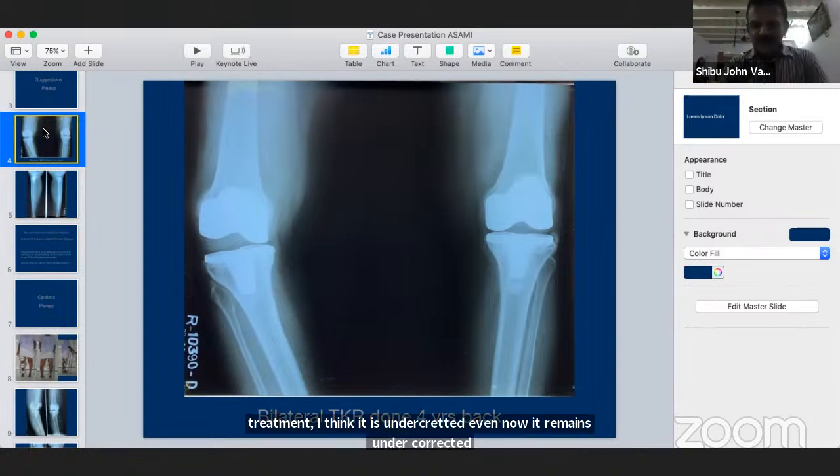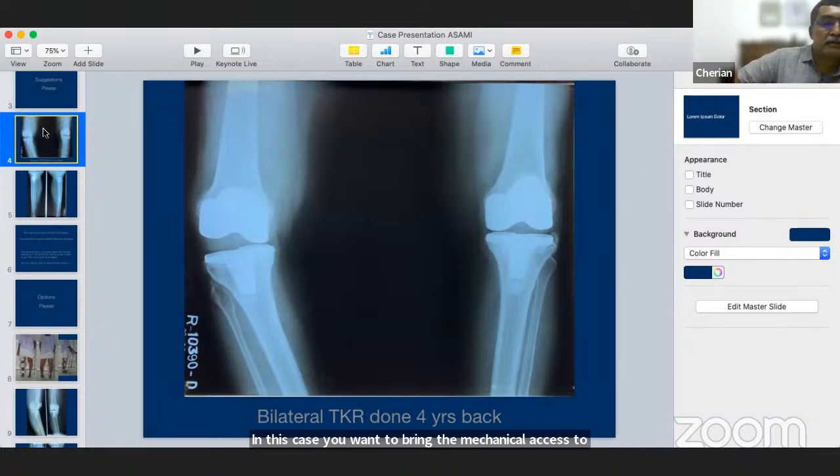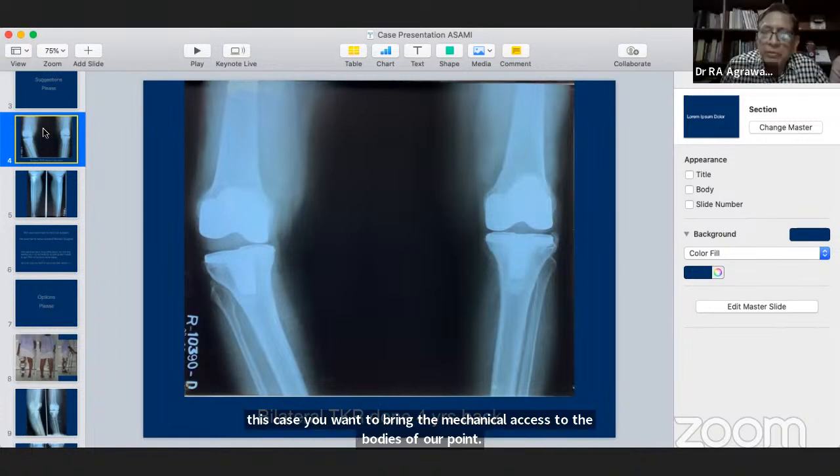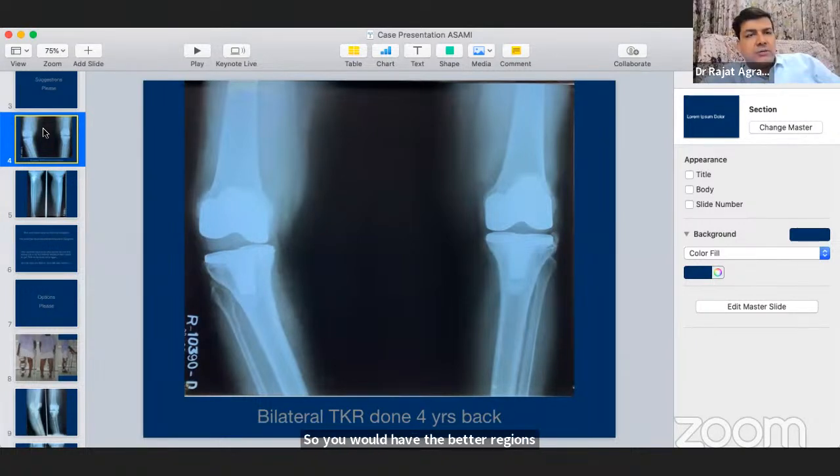Actually, on the table, I tried correcting acutely, and this is the maximum I could get. You can do it slowly also. In this case, you must bring the mechanical axis to the Fujisawa point. Yeah, fully agree. If you put that in the Fujisawa point, you would have better results.